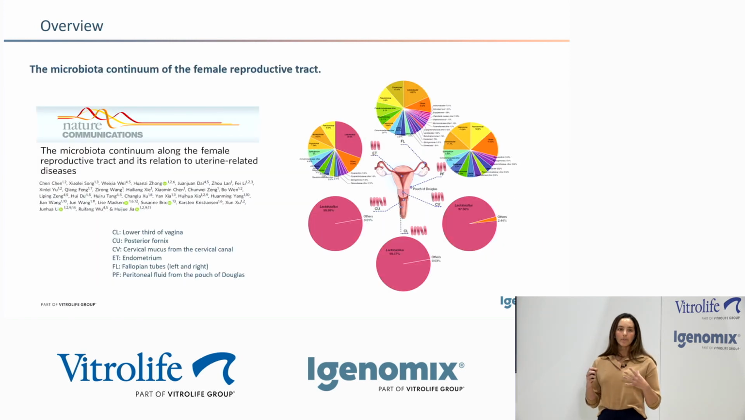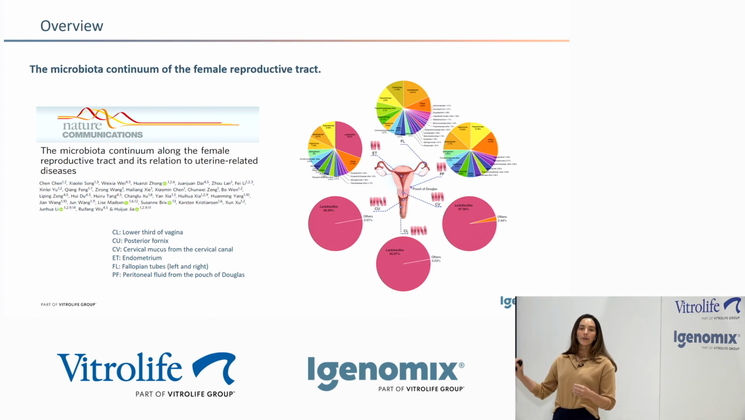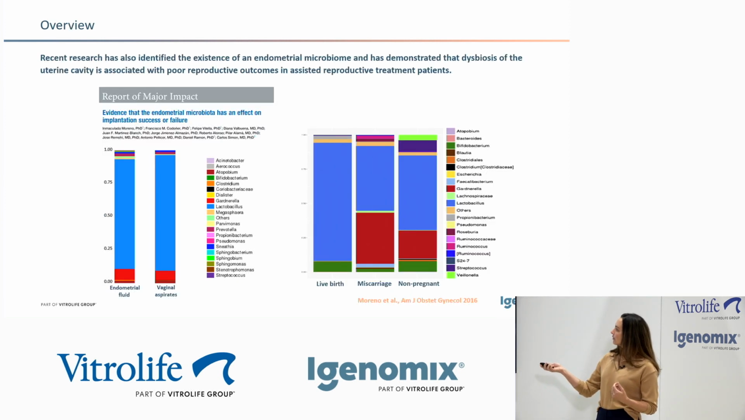When we look at the microbiome through the reproductive tract, what we typically find is a very high biomass within the vagina, but very little diversity. As we move up the reproductive tract towards the ovaries, we see the biomass decrease, but the diversity increase. Today we're focusing on the uterine microbiome, specifically in the endometrium.